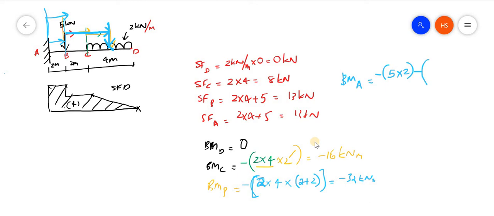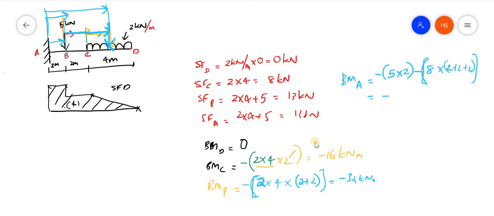Next one is a UDL. Again, the load is 2 into 4, that is 8. What is the distance? That is from this point to this point: 2 plus 2 plus 2. Okay, so this is the total.